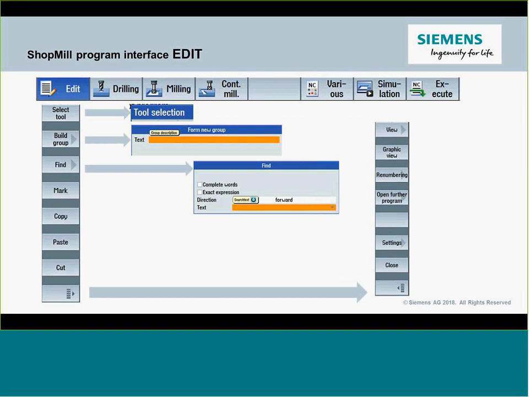So from there, the first soft key we're going to talk about a little bit is the edit function. And edit allows us to modify or change some of the state of the part program potentially. So this is where you'll find your cut, copy, and paste commands. We have additional commands like build group, which we're going to look at later.